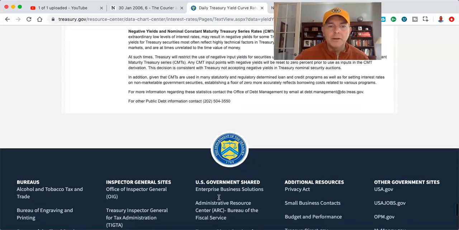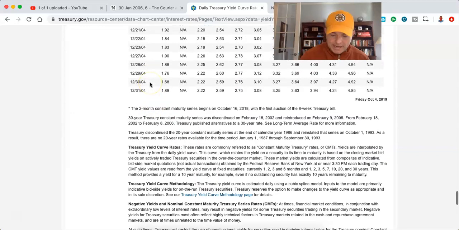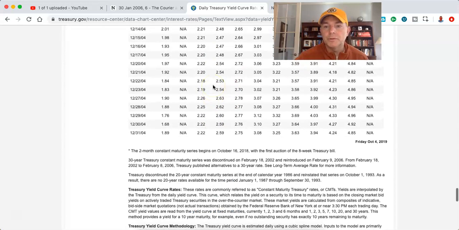Let's go to the end of the year, and we see December 2004, 1.89, and then the 10-year is down to 4.24. Look at that. So the 10-year is just sitting there flat as can be, essentially, while the short-term rates have gone up basically 100 basis points, literally 100 basis points. Crazy.